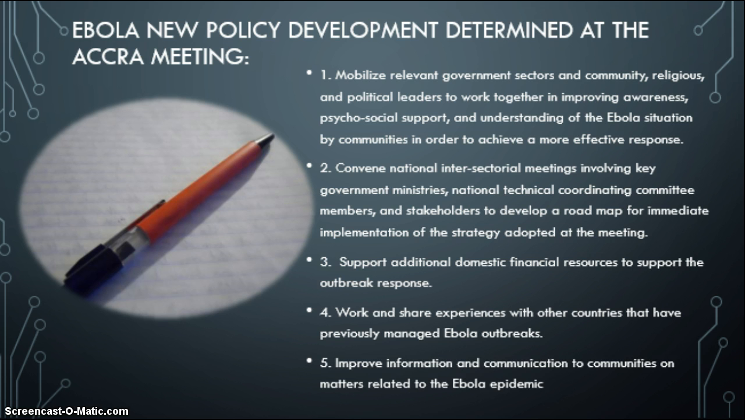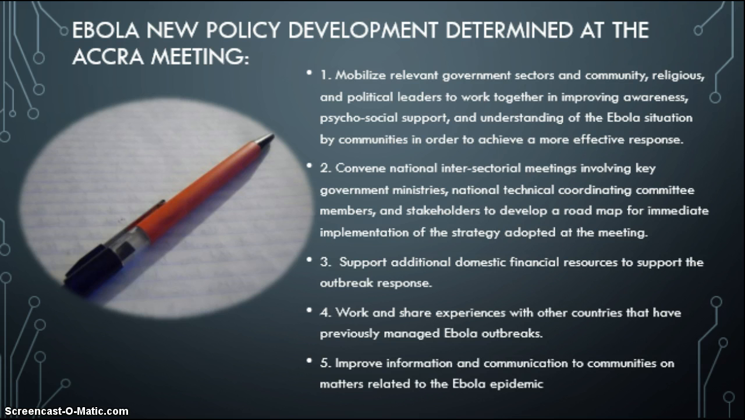Many religious leaders and organizations were involved and stressed their opinions. In order for this to be successful, all parties need to act accordingly. The Accra meeting called on governments to mobilize relevant government sectors and community, religious, and political leaders to work together in improving awareness, social support, and understanding of the Ebola situation by communities in order to achieve a more effective response.